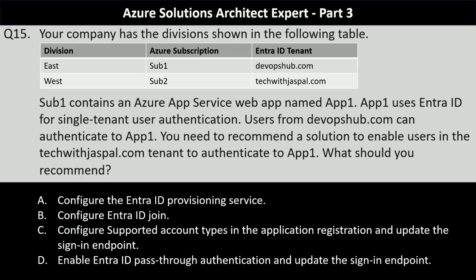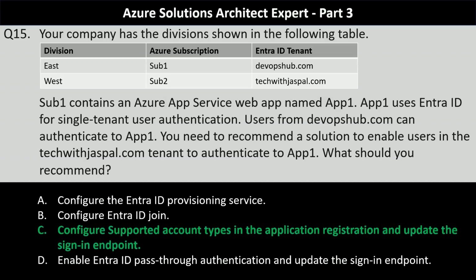What should you recommend? Your options are: configure the Entra ID provisioning service, configure Entra ID join, configure supported account types in the application registration and update the sign-in endpoint, or enable Entra ID pass-through authentication and update the sign-in endpoint. Friends, to achieve this, first you will have to configure supported account types in the application registration and then update the sign-in endpoint, which is option C.